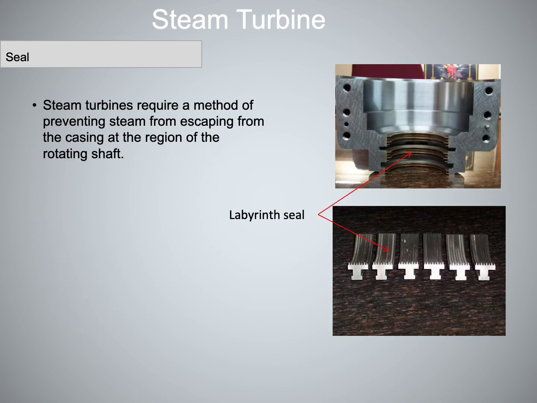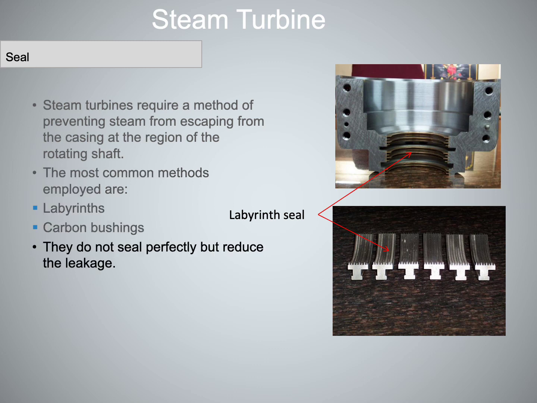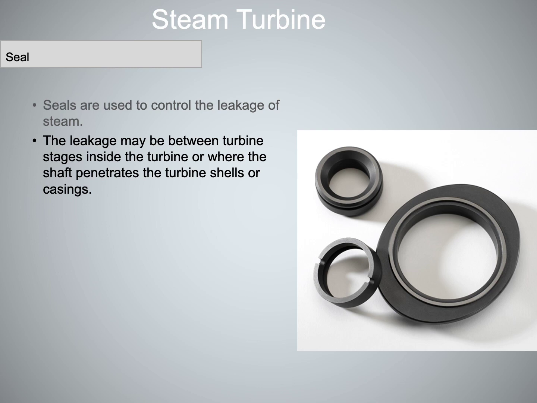Steam turbines require a method of preventing steam from escaping from the casing at the region of the rotating shaft. The most common methods employed are labyrinths and carbon bushings. They do not seal perfectly but reduce the leakage. Seals are used to control the leakage of steam. The leakage may be between turbine stages inside the turbine, or where the shaft penetrates the turbine shells or casings.